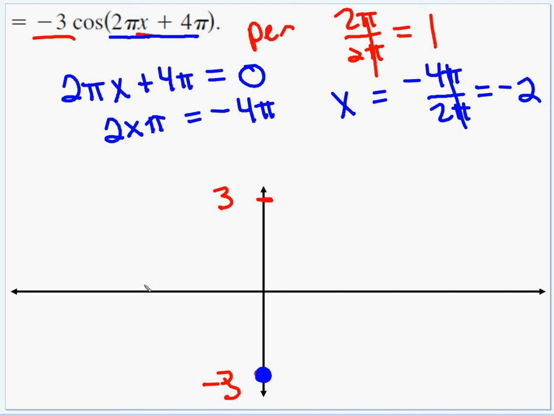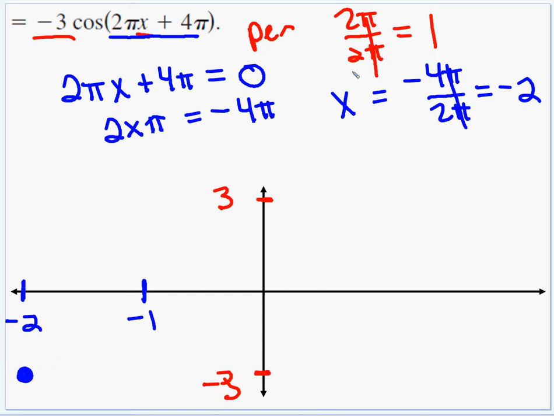So here on our x-axis, this would be -1. And this here will be -2. So where we usually begin, down here in the valley at -3 right on the y-axis, that's been moved to the left here to -2. Okay, we're ready to get the party started.